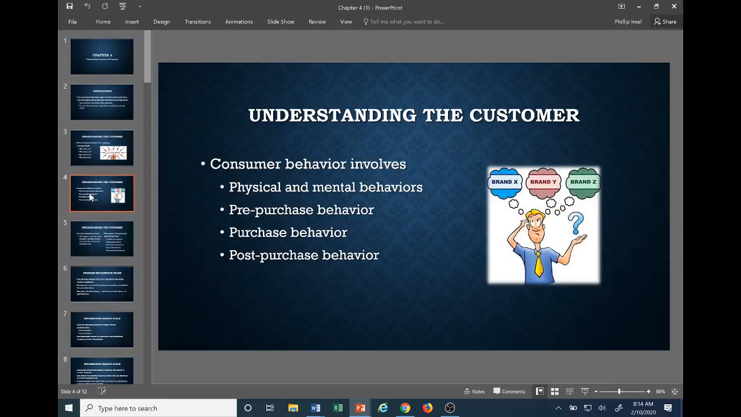And then the post-purchase behavior is whether they are ultimately satisfied with the good or service that they've purchased, and with the continuing service of whatever product or service is from the company in which they bought it. So a little bit on consumer behavior there.